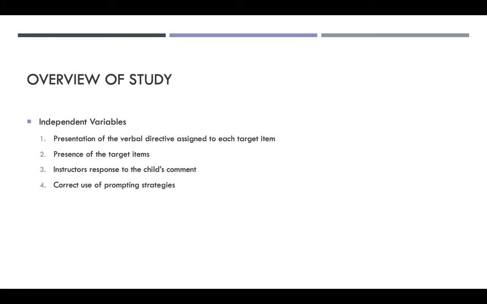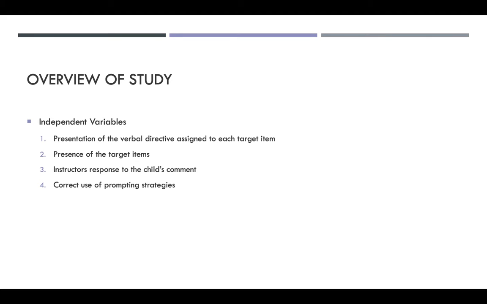And then the independent variables being the presentation of the verbal directive, the presence of the items, the instructor's response to the child's comments, and the correct use of prompting strategies. So that's the overview of what the researchers are looking for.